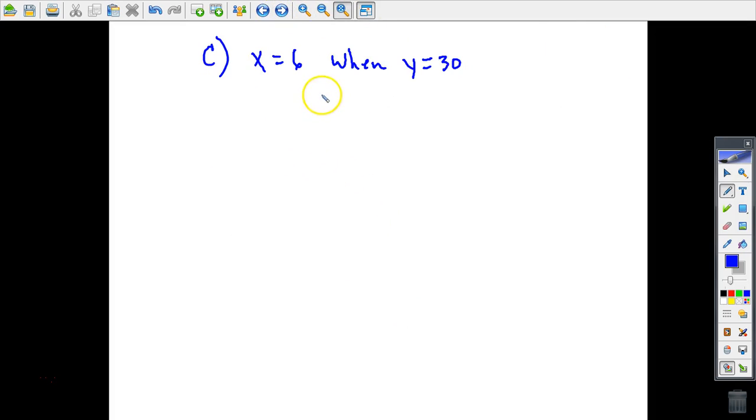Okay, one more of these. Again, here's inverse variation in general. If I have a constant to plug in for k, I'll have the function. And k is found by multiplying x times y. 6 times 30 is 180. So my function is y equals 180 over x.